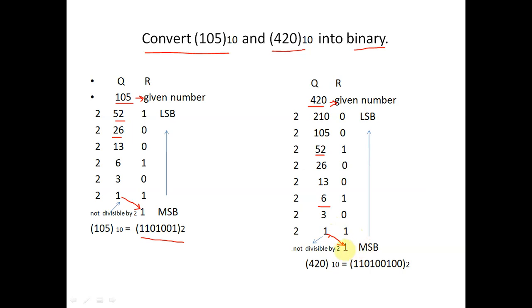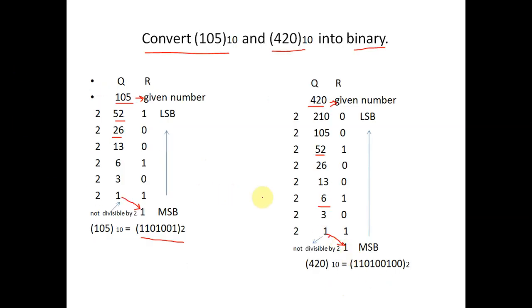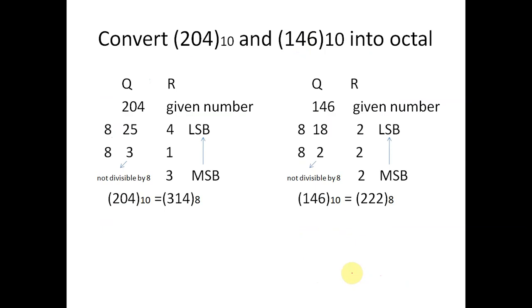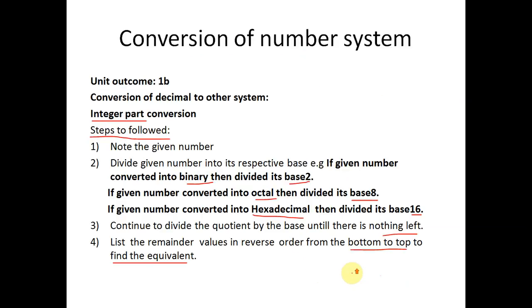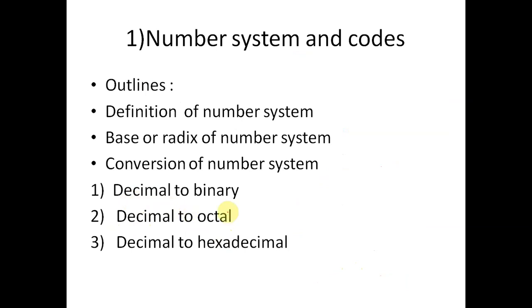This is the 1. Use step number 4, bottom to top. This is the bottom and this one is the top. So the answer is 1101000100. So these 420 numbers are converted into binary. Now the first outline, decimal to binary, is completed.